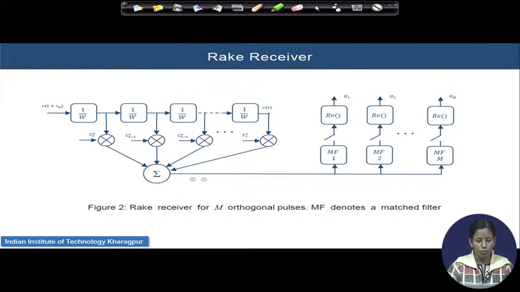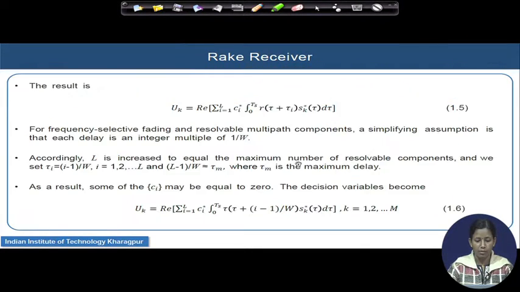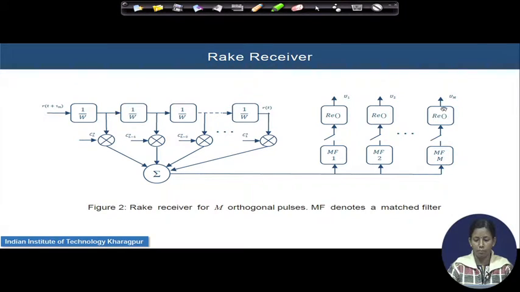And now, the outputs of these filters are fed into the matched filters, M number of matched filters we are having. After having the matched filter output, the real part of that is taken, and that operation is going on for each and every k symbol. So you are having capital M number of symbols, and corresponding to each and every path you are getting u1 to uM.